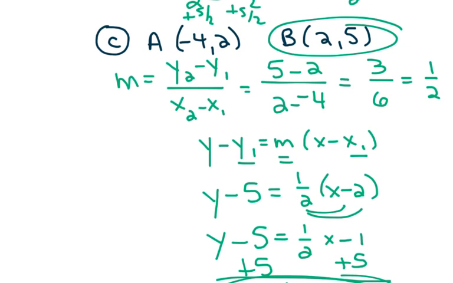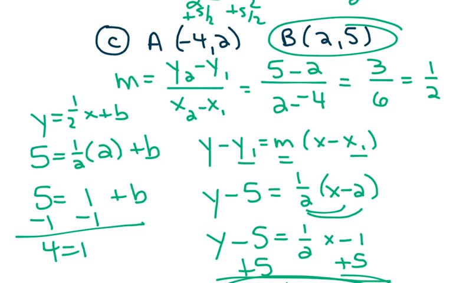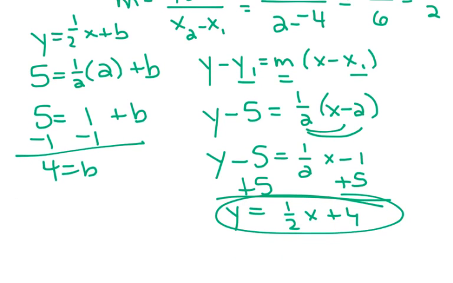The other way you could have done it was you could have instead started with y equals 1/2 x plus b, and then take the same ordered pair where you plug in 5 for y and 2 for x, and solve that equation for b. Well, 1/2 times 2 is 1, and then you subtract 1 and you find out that b is 4, and that's how I got 4 here.